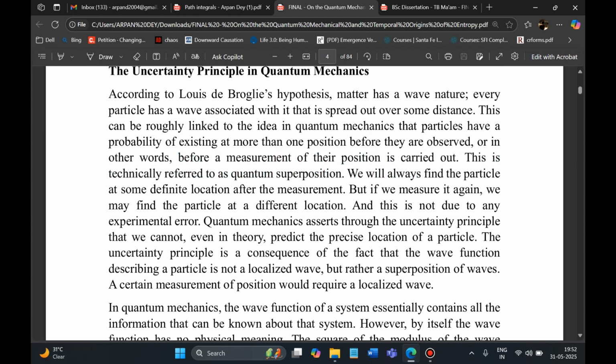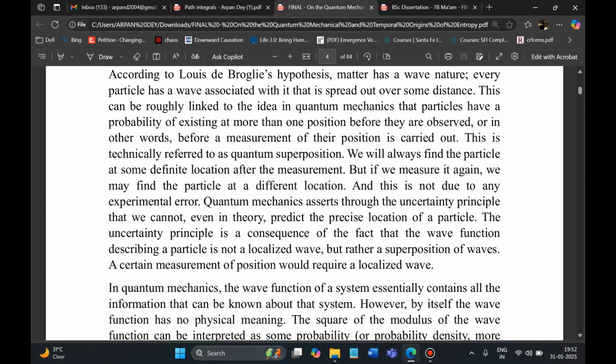So we often say that in quantum mechanics, before we measure the position of a particle, it can be at multiple positions at the same time. Now, it's not entirely correct to put it that way. It's more correct to say that before we perform a measurement, you cannot determine the position of a particle. So it has a probability of existing at multiple positions at the same time. That is a more correct terminology, I think. And this is technically called the superposition principle or quantum superposition.